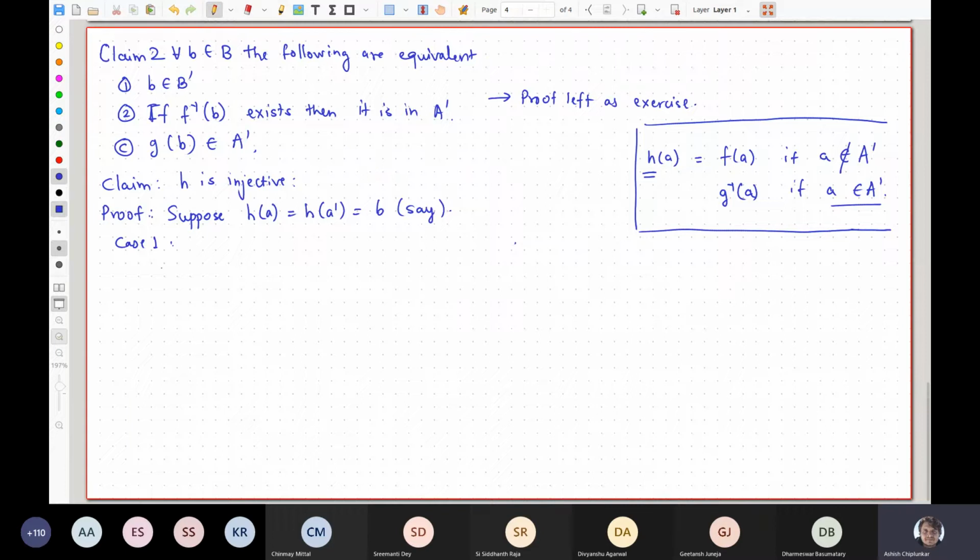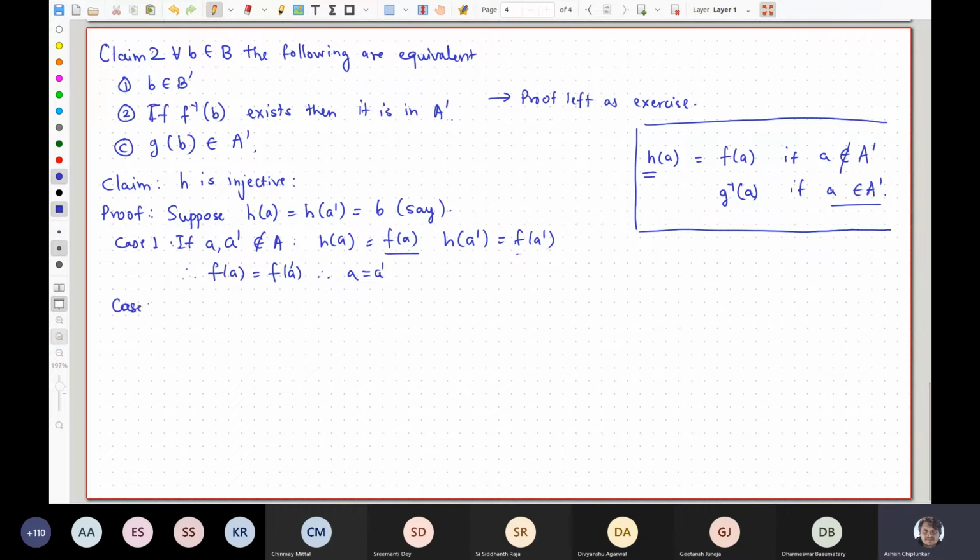So if A and A prime are both not in A prime, then what do we have? So then H of A is equal to F of A, H of A prime is equal to F of A prime, right? So therefore F of A is equal to F of A prime, and therefore A is equal to A prime, right? Because F is injective, right?